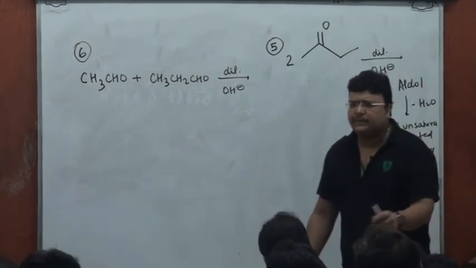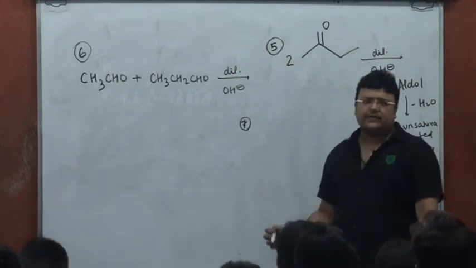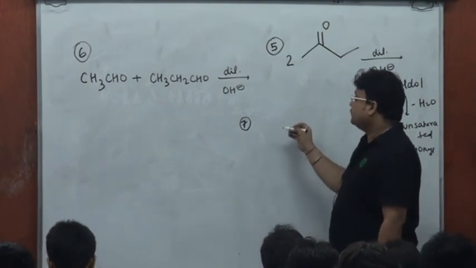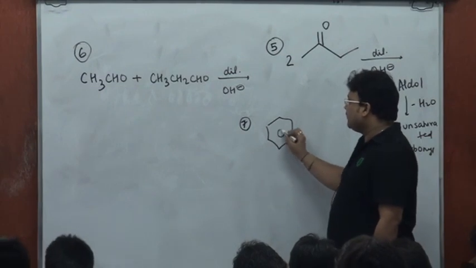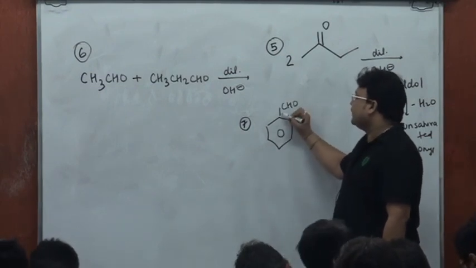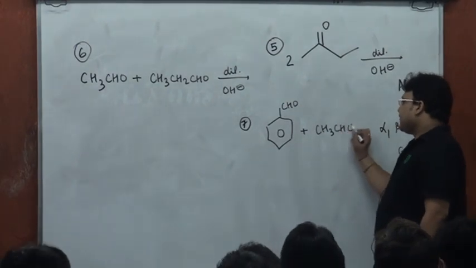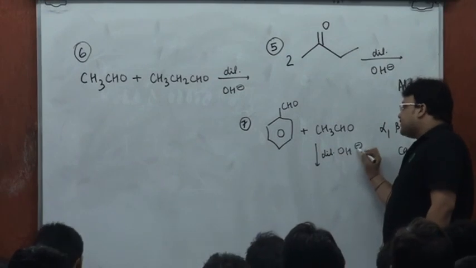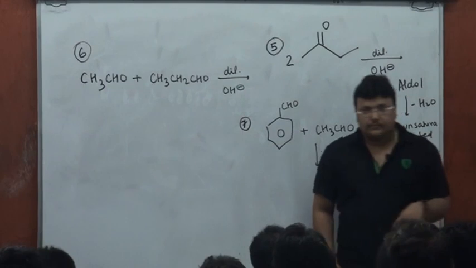Alright, you can take your time, maybe I'll give you enough time. It doesn't matter whether you directly write the product or carry out the individual steps. I'll leave you with one more problem. So it's a mixture of benzaldehyde and CH3CHO with dilute OH minus. So for both problem 6 and 7, tell me the number of products and I'll explain it for you. Take your time.